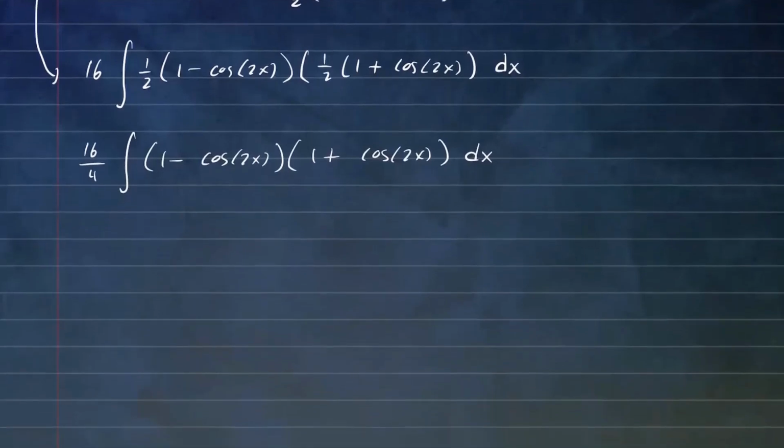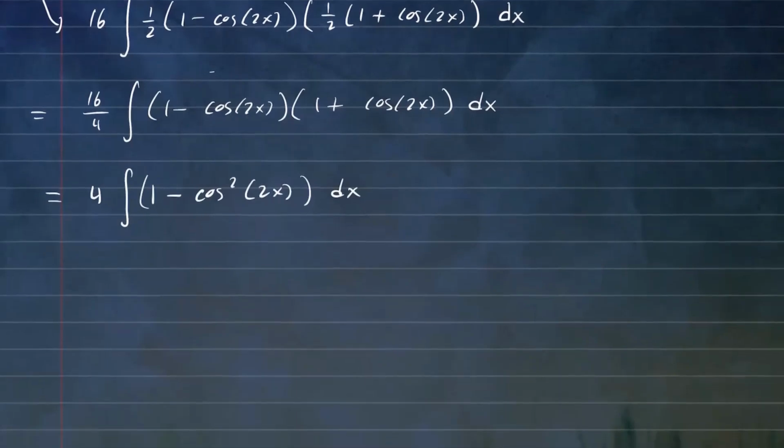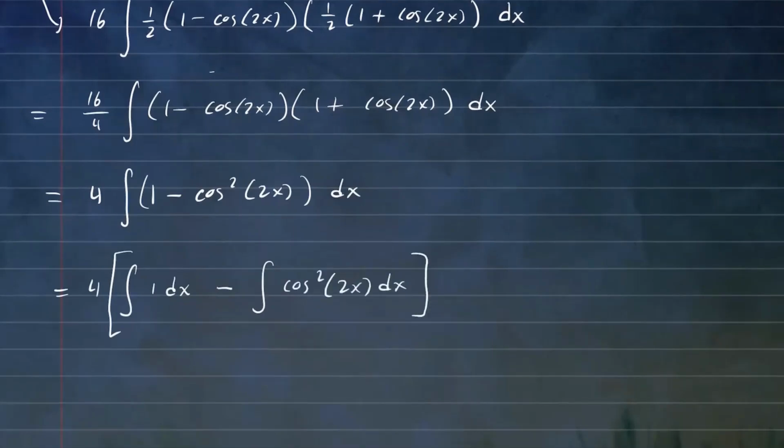Now let's expand this. If I expand the inside of this integral, we will have 1. The cosine 2x and negative cosine 2x middle terms will cancel out, and the last term gives negative cosine squared of 2x dx. That's what you get by simply distributing. Now let's separate this into two integrals. We have 4 outside, we're integrating 1 with respect to x, and then minus the integral of cosine squared of 2x dx, and everything gets multiplied by 4.